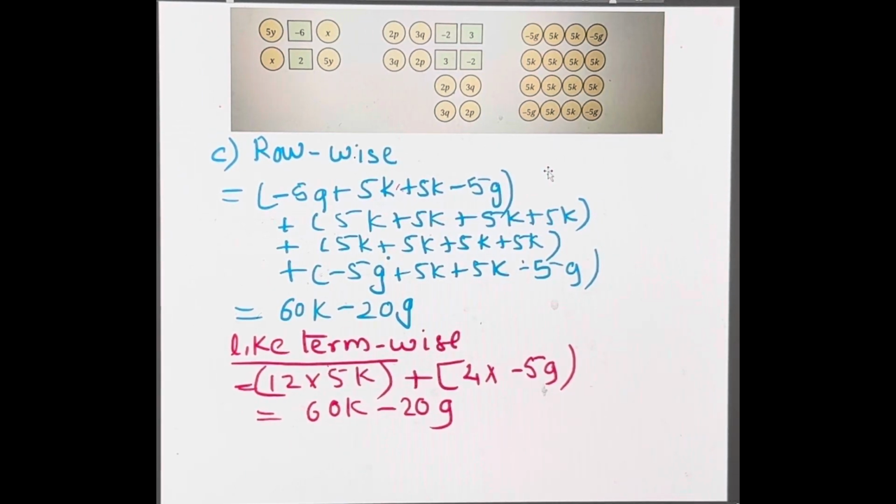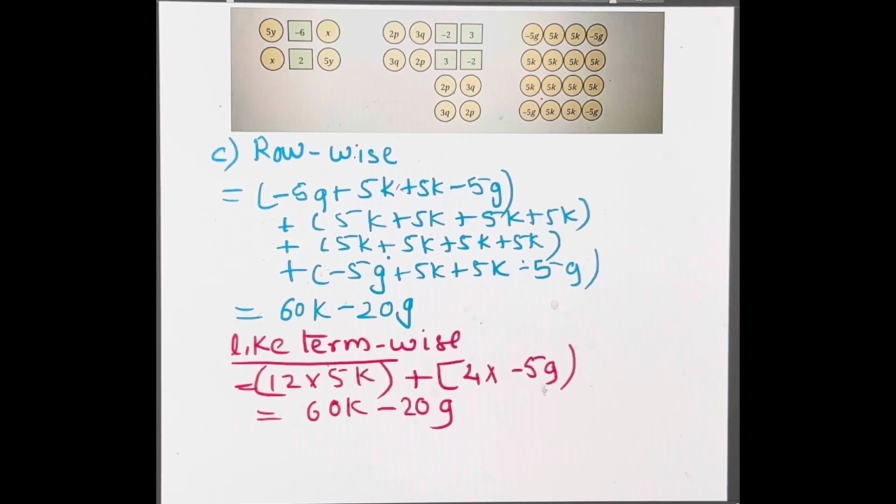I'm not showing you column wise, right? Because you'll get the same steps and the same answer as row wise. As we just saw that rows and columns have the same type of terms, right? So we understand that add them in any way, the answer will remain the same.